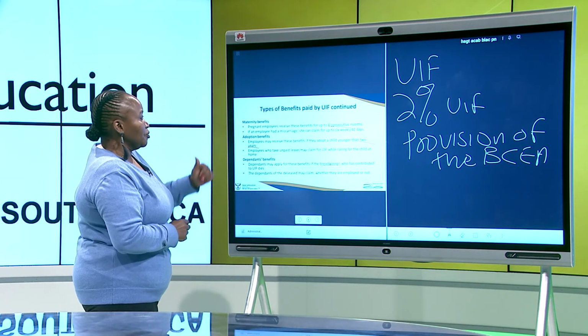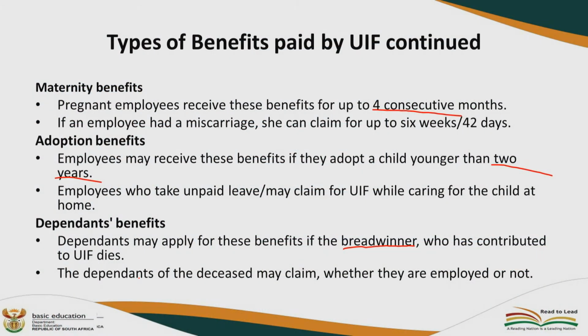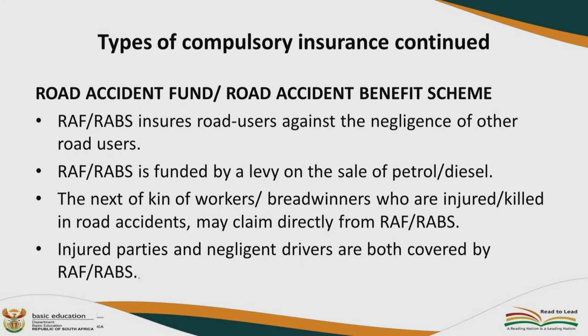Maternity benefit, adoption benefit. So there are 5 benefits that you should know, as well as the explanation to get better marks, right? Now let us look at the second type of compulsory insurance.